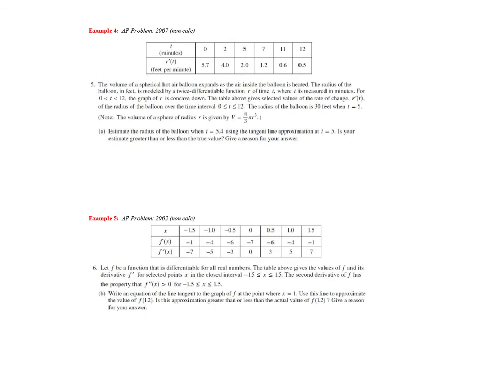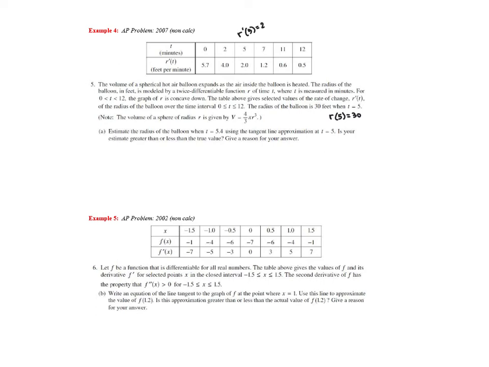For the interval from 0 to 12, the graph of r is concave down. Okay, that's going to be helpful. That's going to probably help us with over and underestimate. The table above gives selected values of the rate of change r prime of t of the radius of the balloon over that time. The radius of the balloon is 30 feet when t equals 5. Okay, so some information that we want to be aware of. Looks like r of 5 equals 30, and I'm just going to make an educated guess here and say that we're going to use r prime at 5, which is 2.